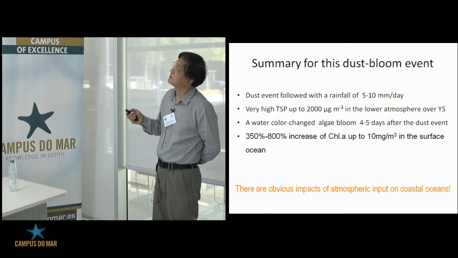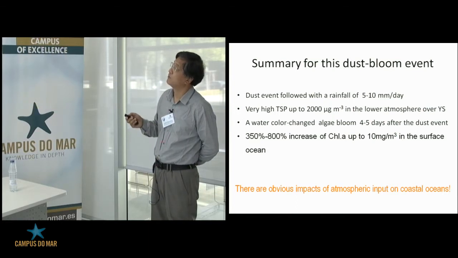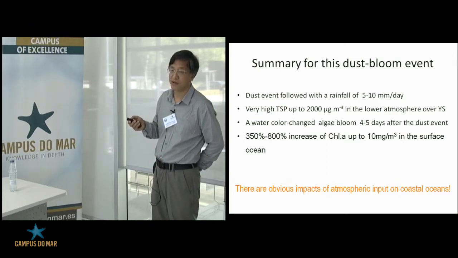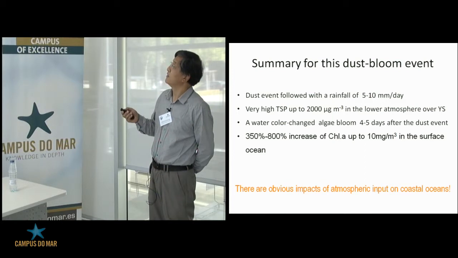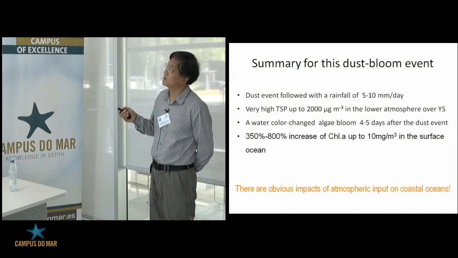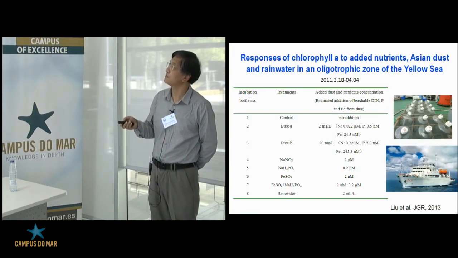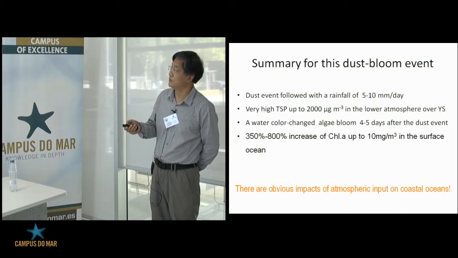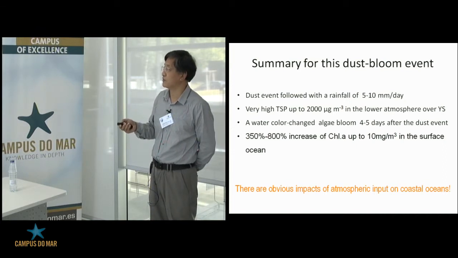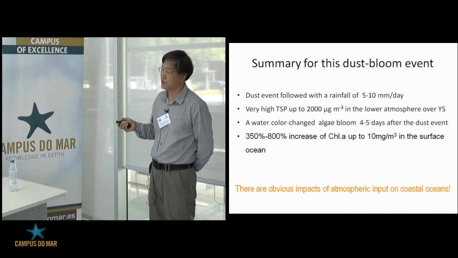Summary for this dust event, followed by rainfall: a very high TSP up to 2,000, maybe 200 times higher in the low atmosphere of the Yellow Sea. The color changed, with an algae bloom for 5 days after the dust events. This is the increase of chlorophyll a. Here I want to say there are obvious impacts of atmospheric inputs on coastal oceans.